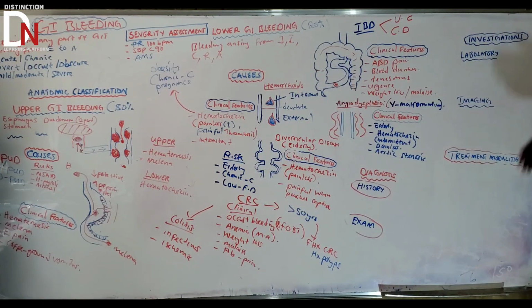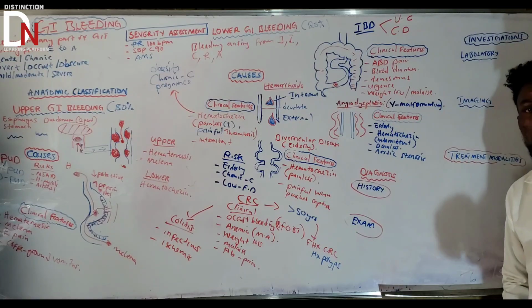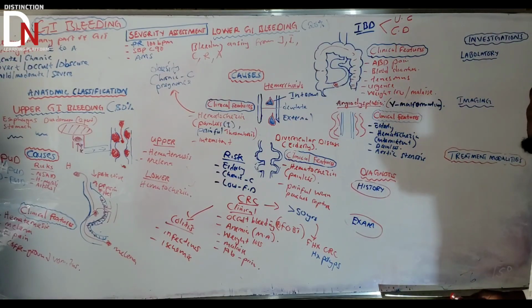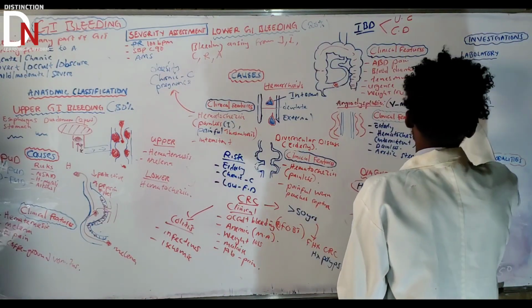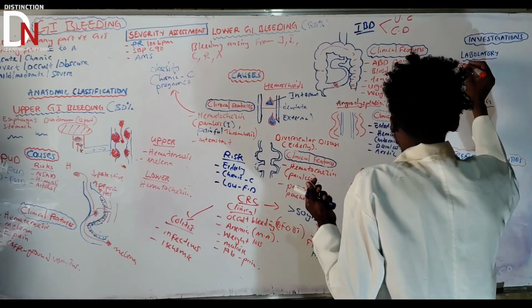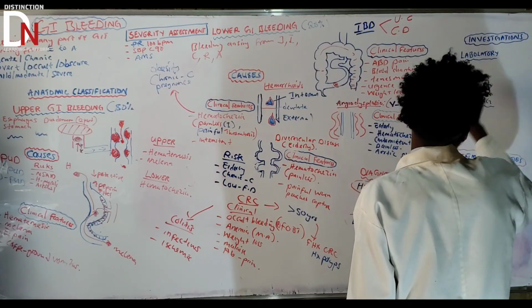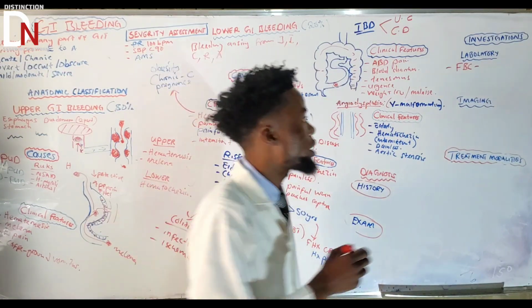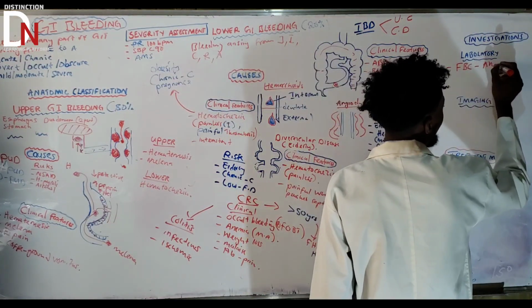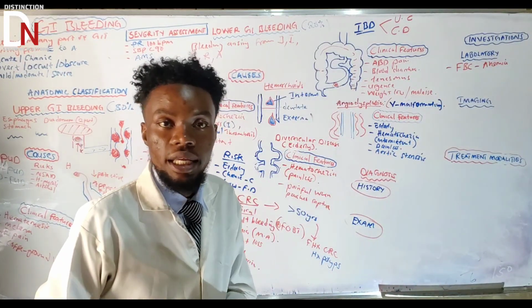For investigation, we talk about the laboratory investigation, the imaging modality that they use, and also the treatment modality. Let's start with laboratory investigations. First of all, the first important thing is you do the complete blood count, or full blood count, FBC. Why are you doing a full blood count? Because you need to assess anemia. Remember these people are bleeding, so they are going to have anemia.